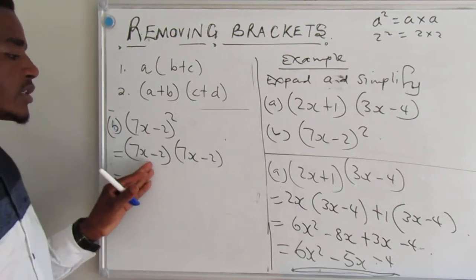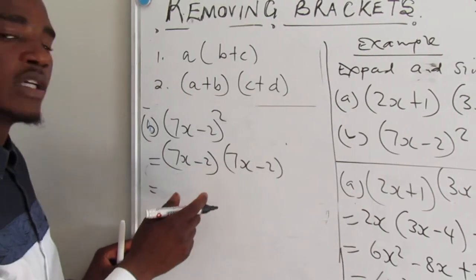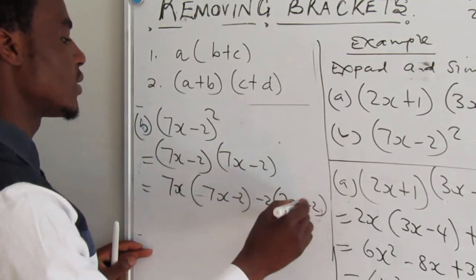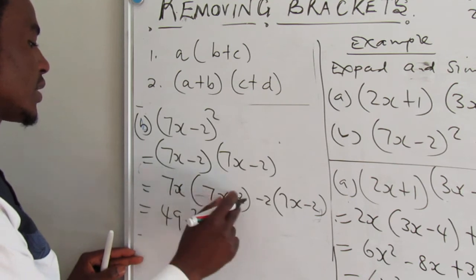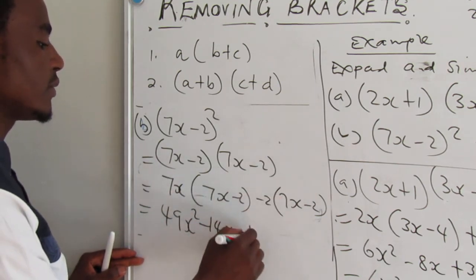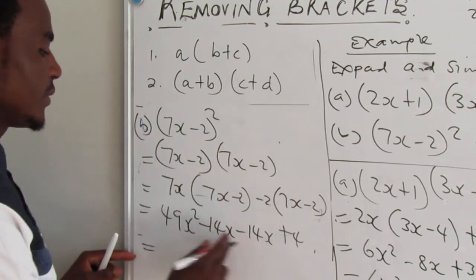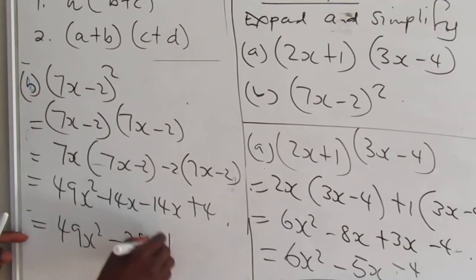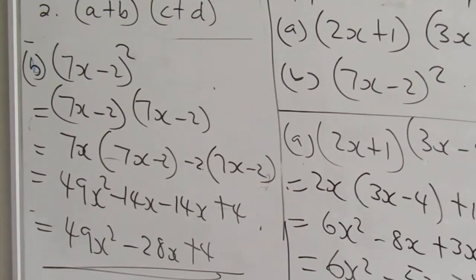I said when an expression multiplies an expression, multiply the second expression by each and every term in the first bracket. So in this case, this gives us 7x times (7x minus 2) minus 2 times (7x minus 2). So this will give us 7x times 7x, 49x squared, 7x times minus 2 we get minus 14x, minus 2 times 7x we get minus 14x, minus 2 times minus 2 we get plus 4. So we have to simplify like terms here, so we keep 49x squared, minus 14x minus 14x we get minus 28x, plus 4. That's how we simplify problems of this nature.